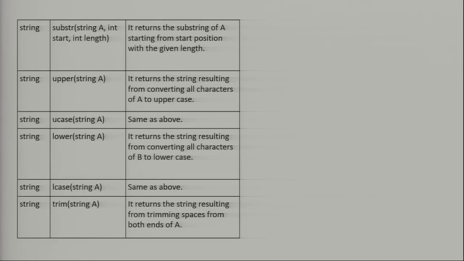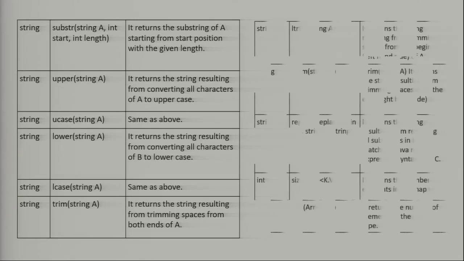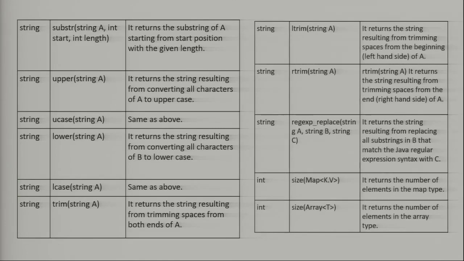Then we have TRIM. It returns the string resulting from trimming spaces from both ends of A. If you want to trim any particular string, you can trim it. Next we have LTRIM, that is from the left-hand side, RTRIM, that is from the right-hand side.